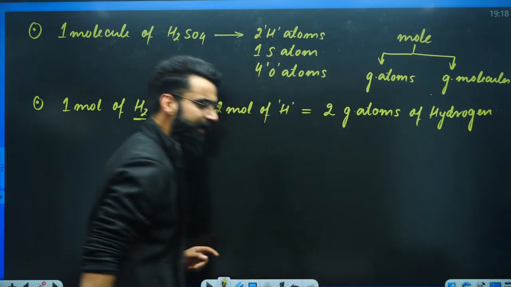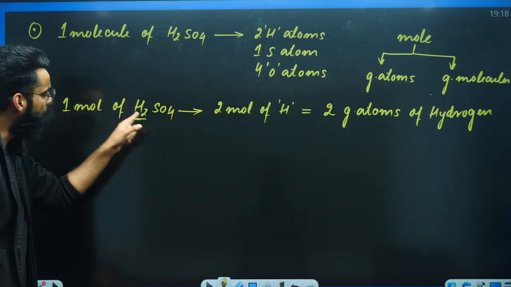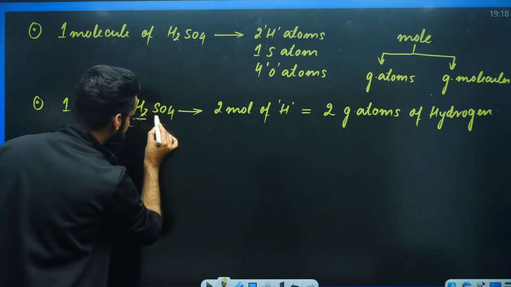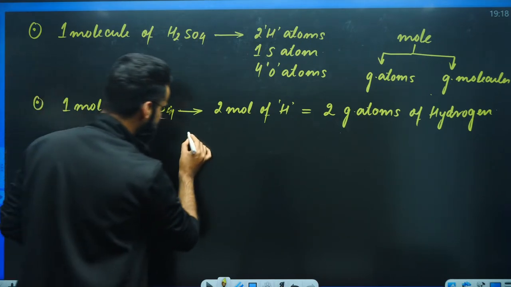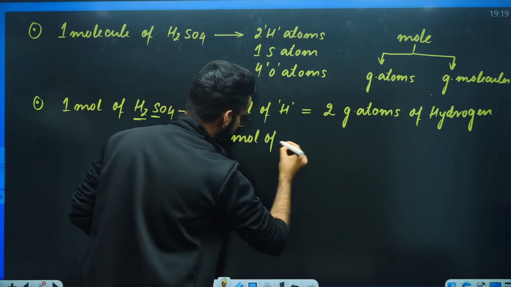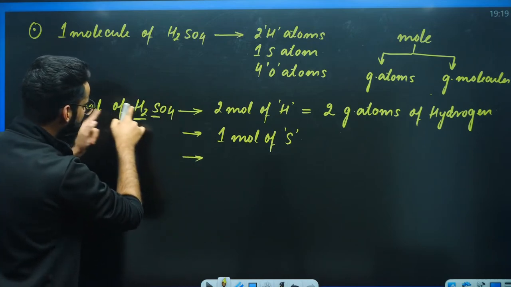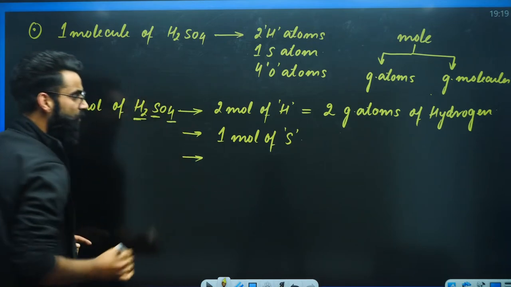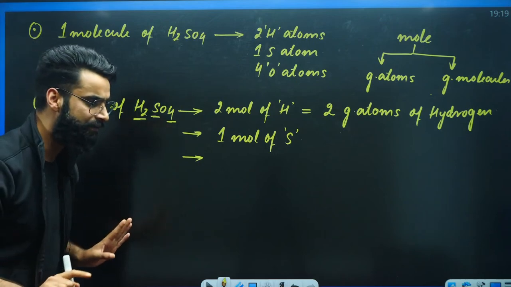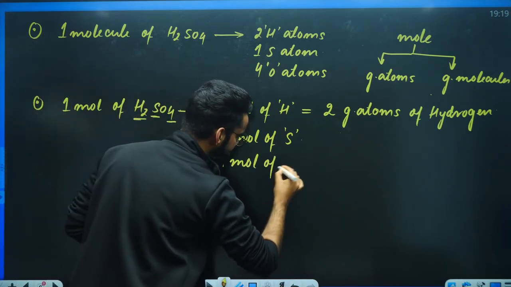2 gram atoms of hydrogen, right? Perfect. Now, 1 mole of H2SO4. Can I say it contains 1 mole of sulfur as well? Yes, it contains 1 mole of sulfur as well. Perfect. Can I say 1 mole of H2SO4 contains 4 moles of O as well? Yes, it contains 4 moles of O as well.